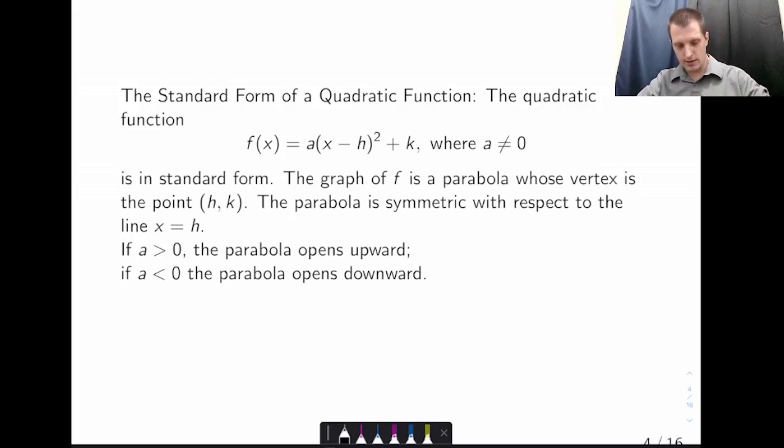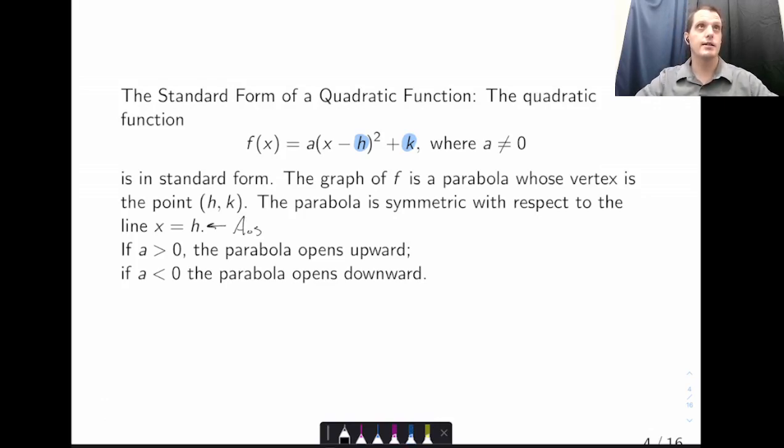We just recently saw this with circles, where we had this h. Over here we have our k, which doesn't have a y this time, but that's okay. We'll get more of that later, actually. The parabola is symmetric with respect to the line x is equal to h. So that right there is your AOS, your axis of symmetry.